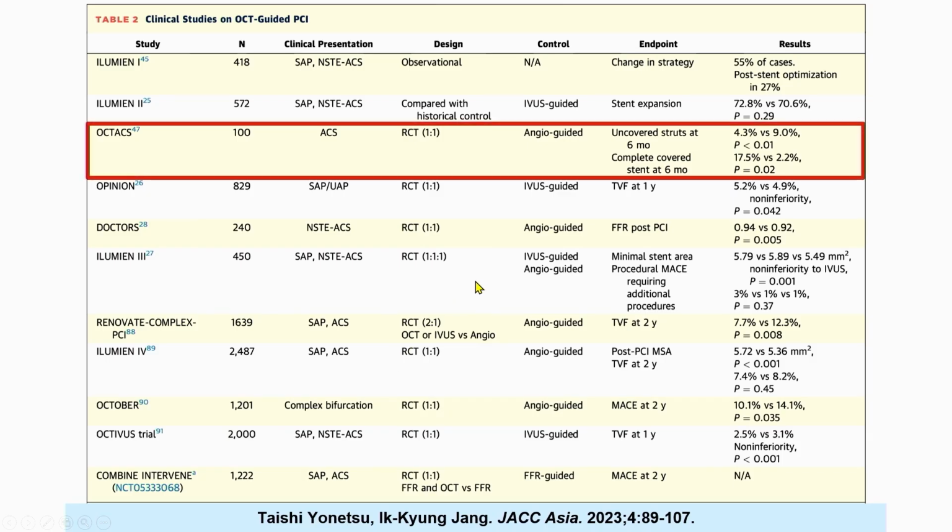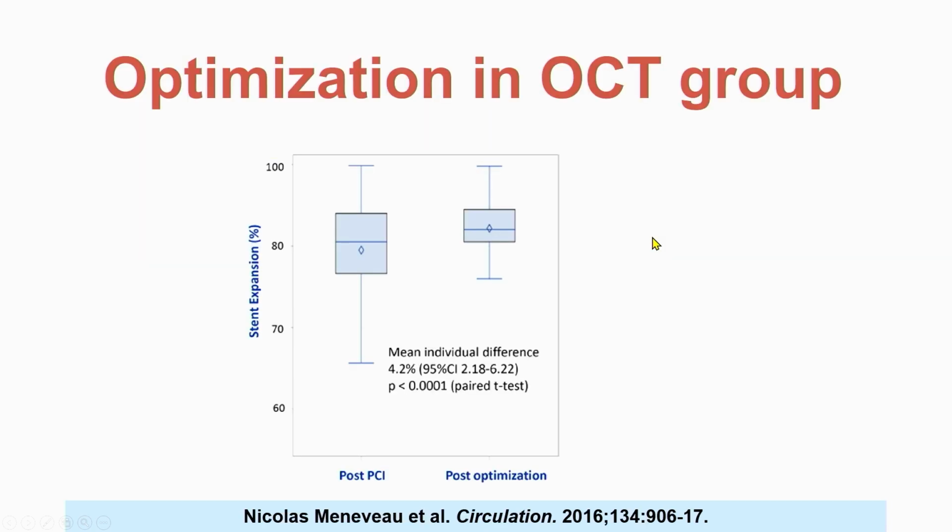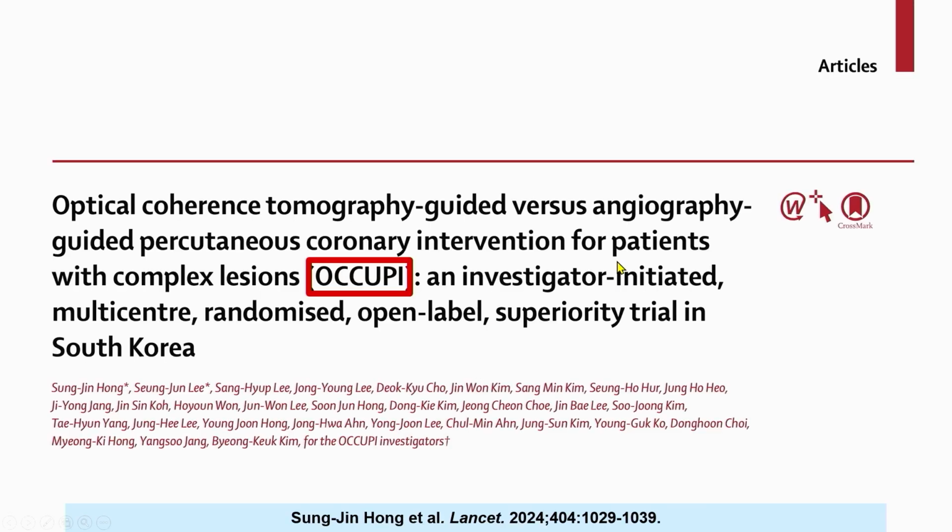And from previous studies, we can see the randomized study using OCT compared with angio guide. We can see OCT has a better result than angio guide. And for non-STEMI patients, another randomized study also shows the same result. So with OCT, we can get more optimization when doing PCI for ACS or CAD patients.